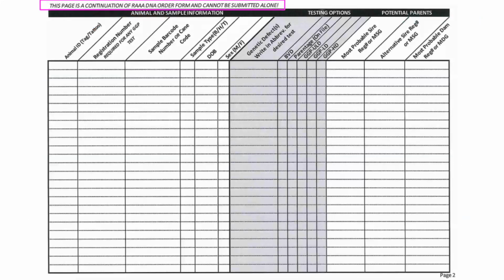This second page, I'm not going to go over too much. It's the same as the first page. It just doesn't have our terms and conditions, hence why it's a continuation of the RAAA DNA order form, and it cannot be submitted alone because it does not have the signature page. So make sure you're submitting the previous slide to us.